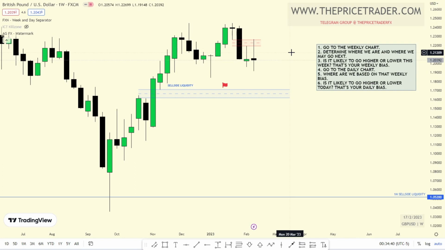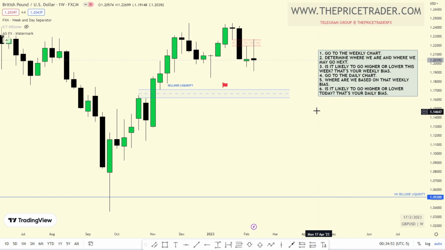So to begin with, I'm in the pound dollar. This is the 19th of February 2023. This is the weekly chart of the pound dollar. The first thing I want to outline is that you go to the weekly chart when you want to determine your daily bias. So the first step, go to the weekly chart.